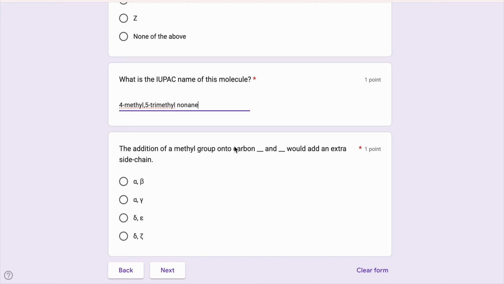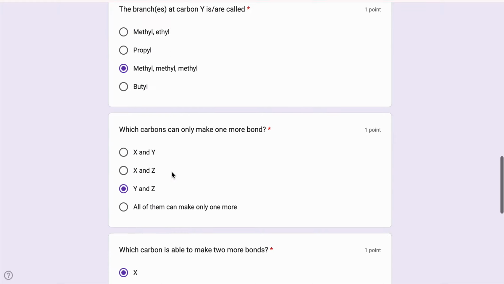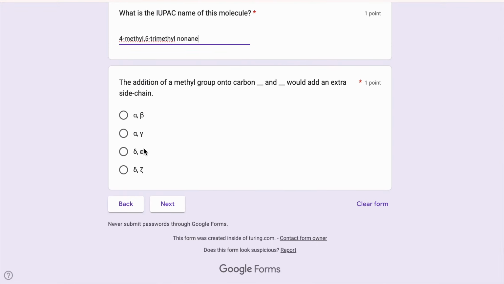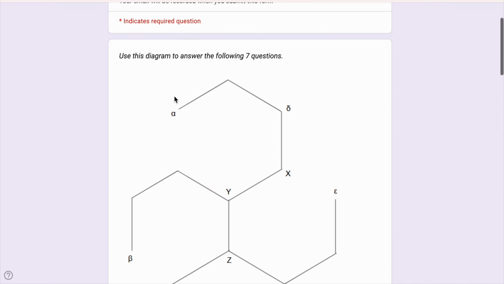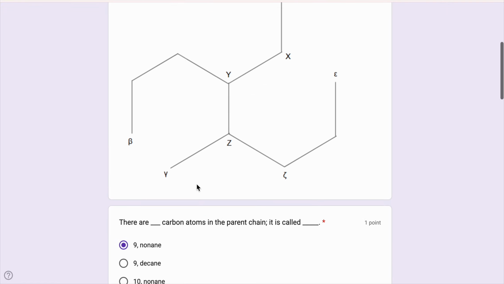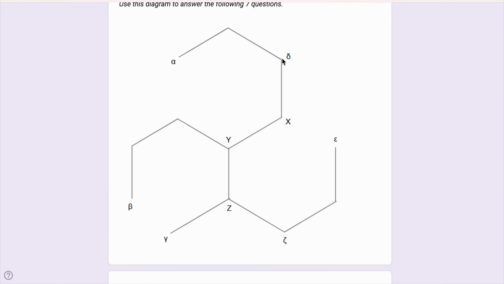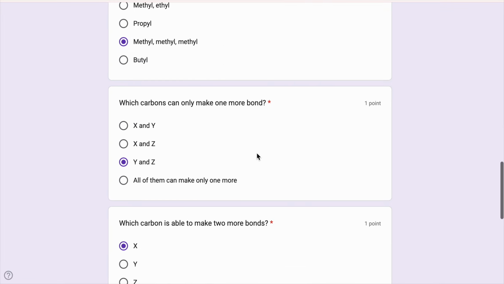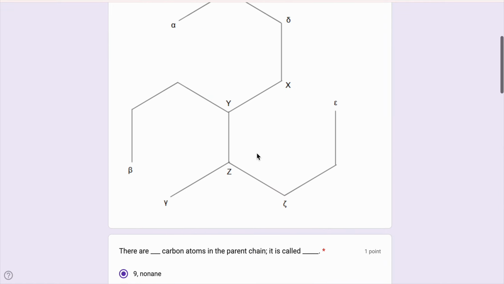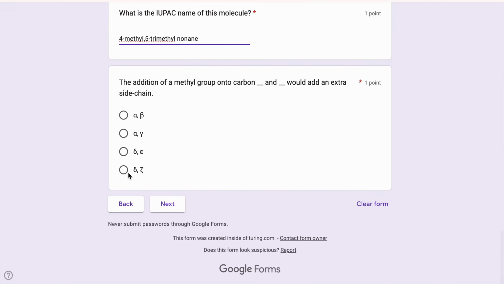The addition of a methyl group onto carbon dash and dash would add an extra side chain: alpha and beta, or alpha and gamma, or gamma and delta, or delta and zeta.